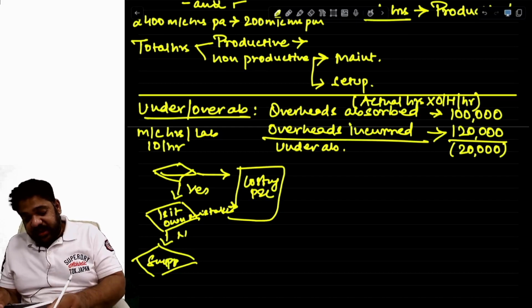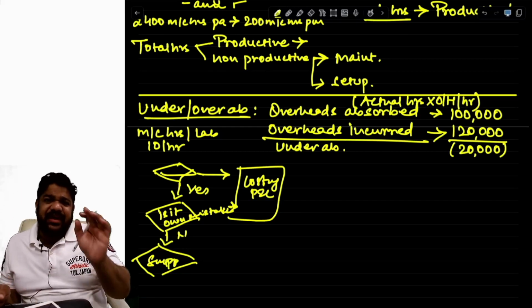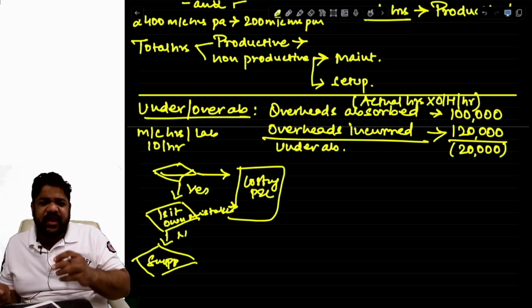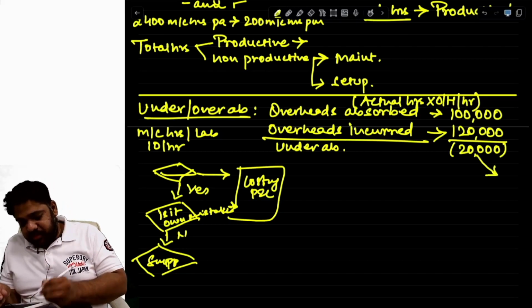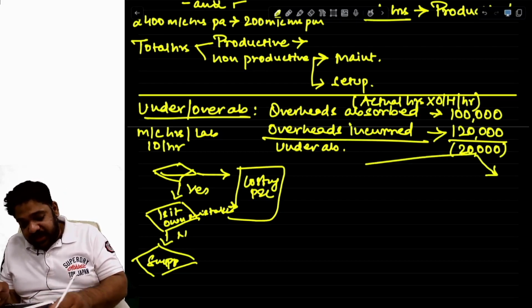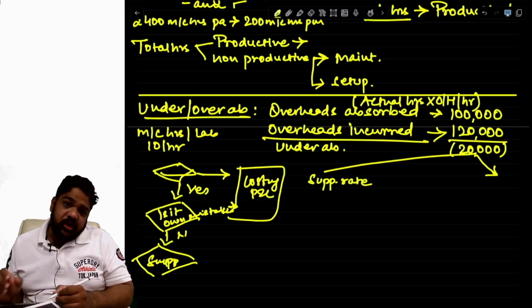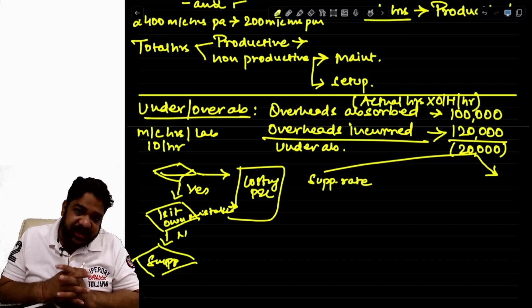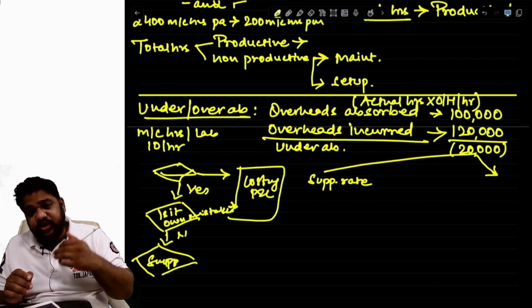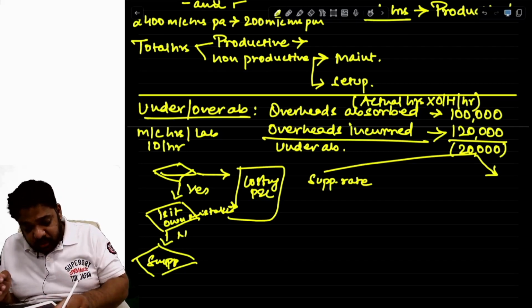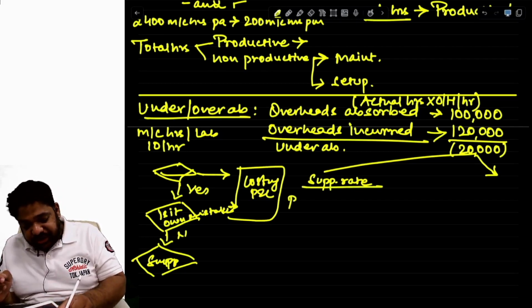Now, in the under absorption that you have, they may tell you that some of it is out of your own mistake, planning mistake, defective planning, etc. That much portion you will transfer to costing P&L. For the balance portion you will create a supplementary rate. The supplementary rate is the additional rate charged on the products. So we will have to find out the production in that particular period, of finished goods and WIP both.